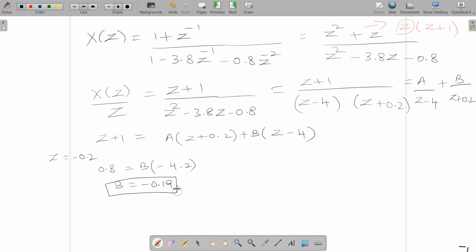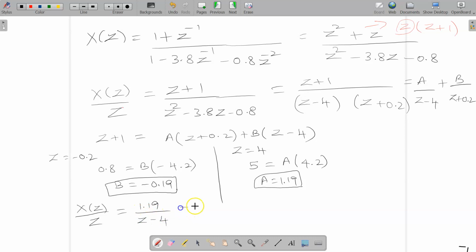Use your calculator and find your value. Then again substitute z is equal to 4. So 4 plus 1 is 5, equal to a into (4 plus 0.2), which is 4.2. So 5 divided by 4.2 is 1.19. Once you have obtained your a value and b value, you can apply them to this expression. So x of z by z is given by 1.19 divided by (z minus 4) minus 0.19 divided by (z plus 0.2).